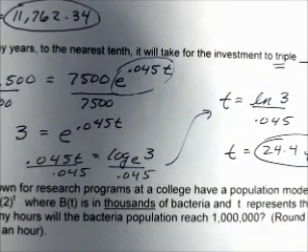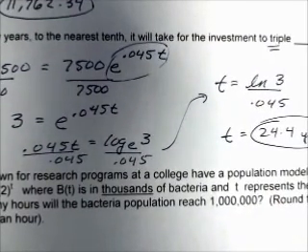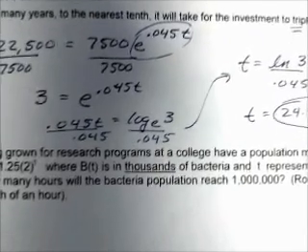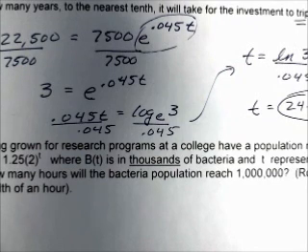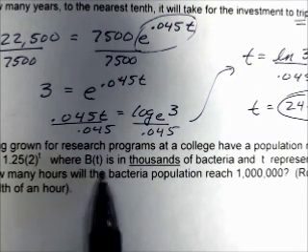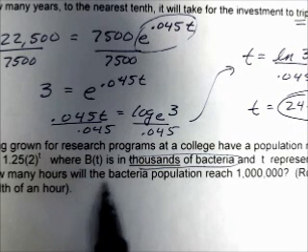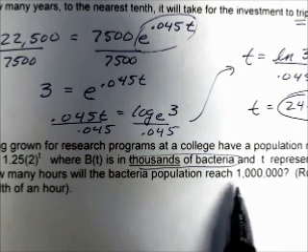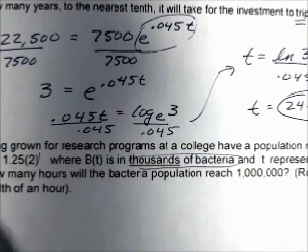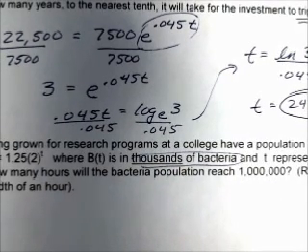Number 9, bacteria being grown for research programs at a college have a population modeled by the function b of t equals 1.25 times 2 to the t, where b of t is in thousands of bacteria, and t represents the time in hours. After how many hours will the bacteria population reach 1 million? Round to the nearest hundredth of an hour.